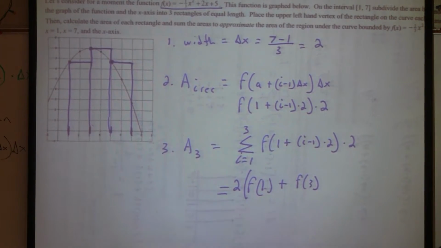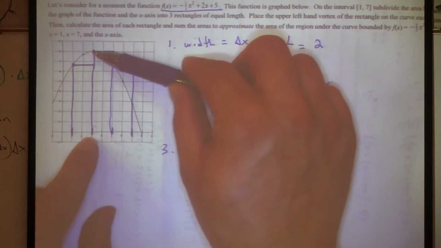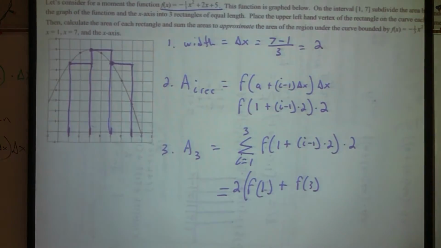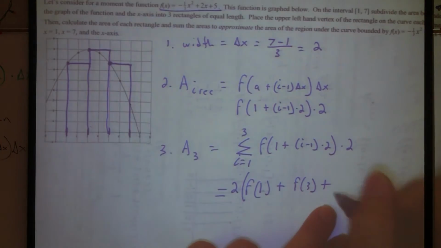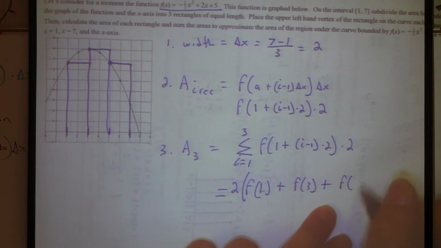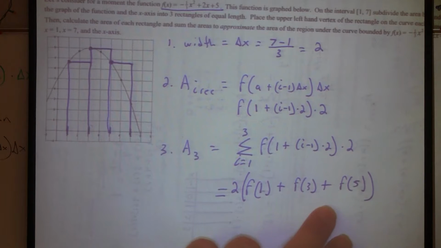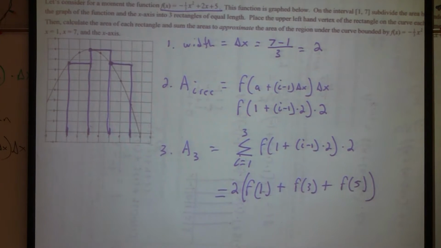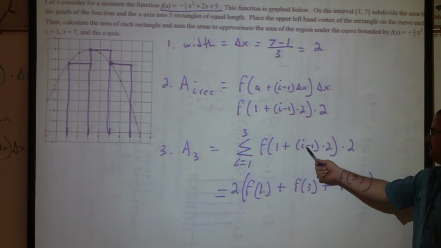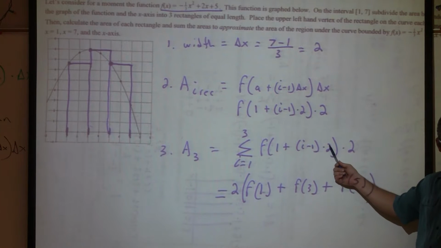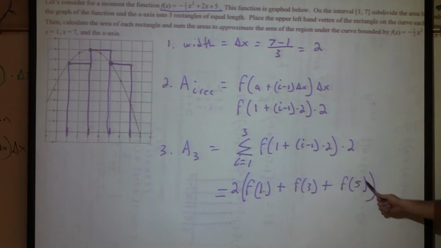Does that match with the graph? Did I use 3 to draw my height? Yes. And the last one should be what? Not 4. 5. So you're going to plug in a 3. 3 minus 1 is 2, times 2 is 4, plus 1 is 5. You understand?